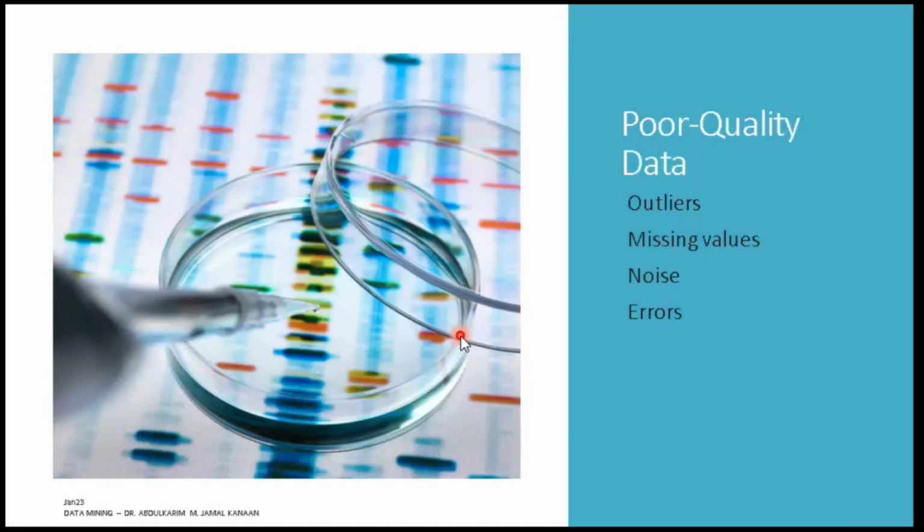Another problem is poor quality data. Poor quality data means you have outliers inside your data set, or you have missing values inside your data set, noise, or errors. Okay? So outliers are anomalies, like just now what we mentioned. Let me give you a very nice and simple example. Now, what is the trend about the car price? Is it that the newer car has a higher price, or the older cars have a higher price?